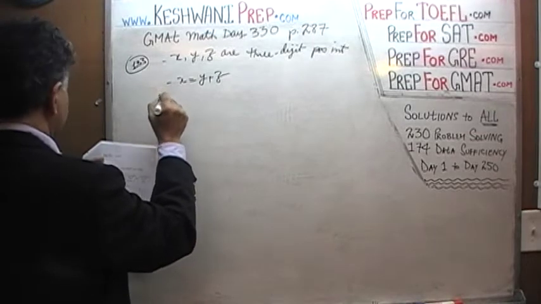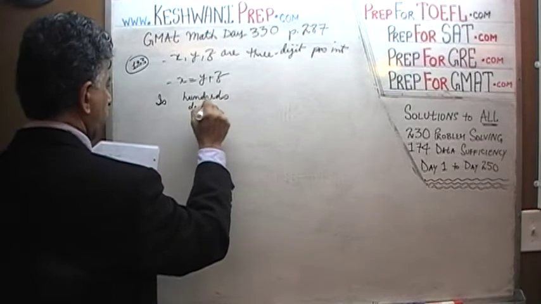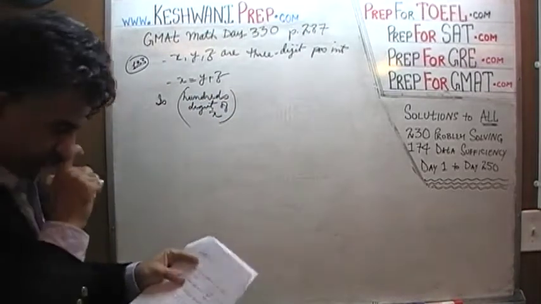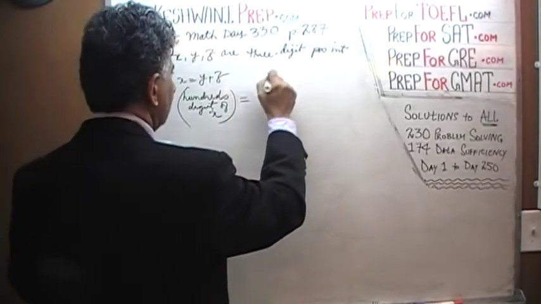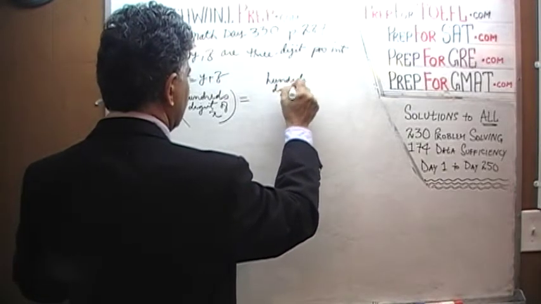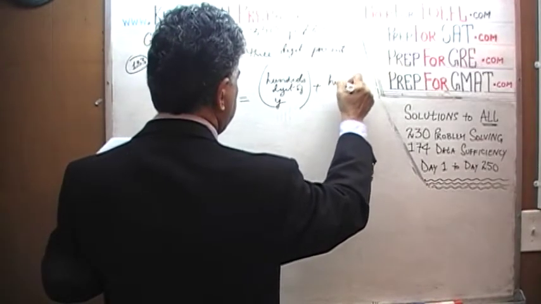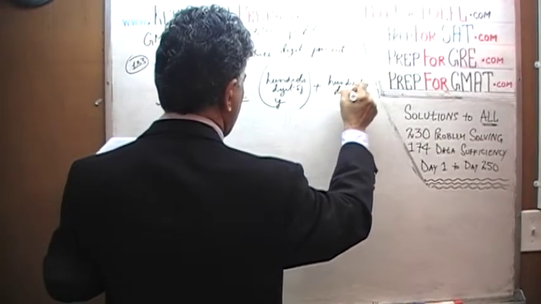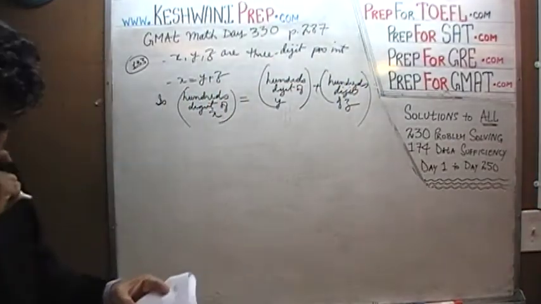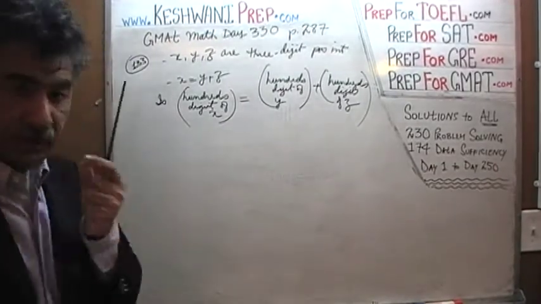The question is, is the 100th digit of x equal to the 100th digit of y plus the 100th digit of z? Do we understand the question? Do you understand what they're asking here? When would this be true?